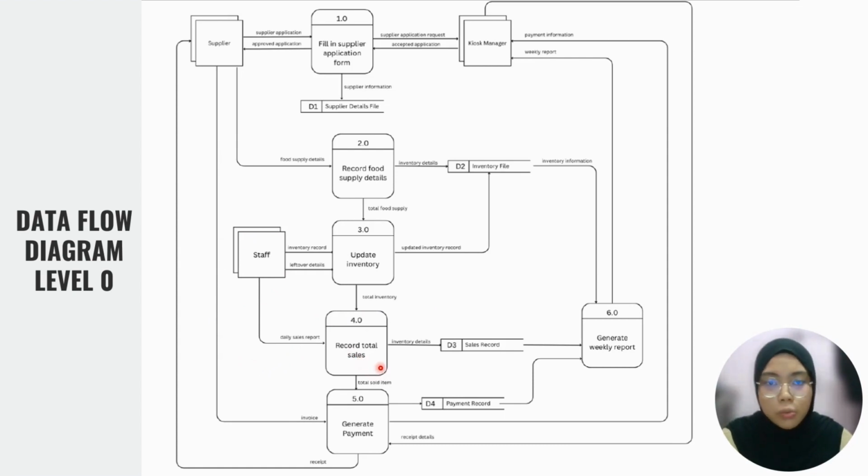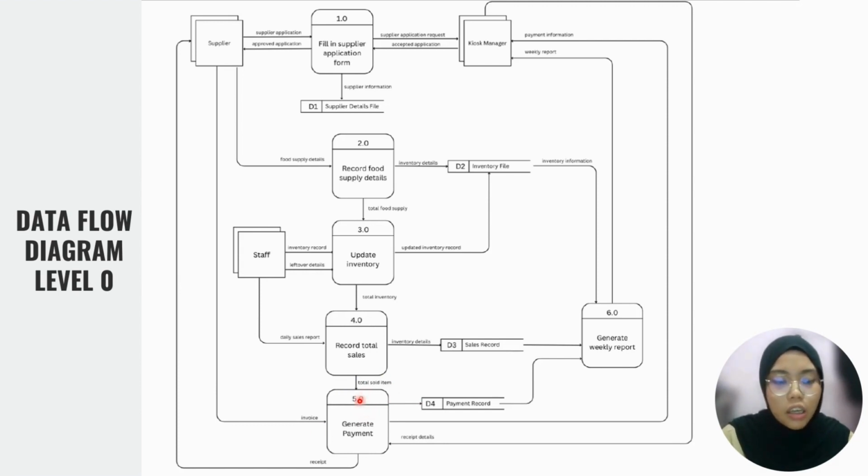The output that will be produced from this process is inventory details, which is for the third data store, D3 sales record. And another output that will be produced from this process is total sold item, which is for the fifth process. The fifth process of this diagram is 5.0, generate payment.